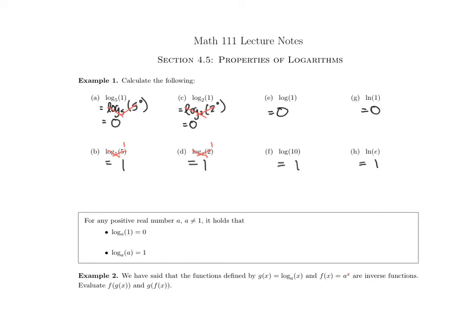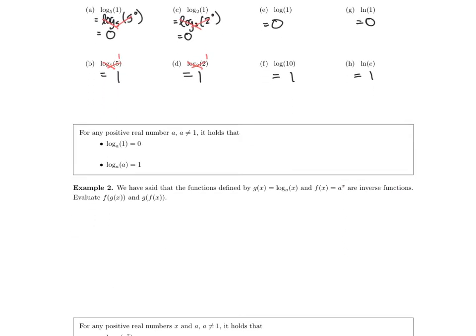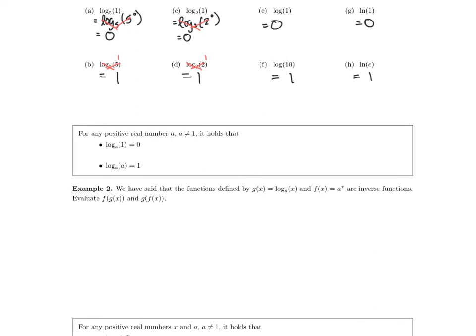So we take a look at example 2. We have said that the function defined by g of x is equal to log base A of x and f of x is equal to a to the x are inverse functions. Oh, inverses. Remember when we did that? It wants us to evaluate f of g of x and g of f of x. So now we're showing that they are inverses.